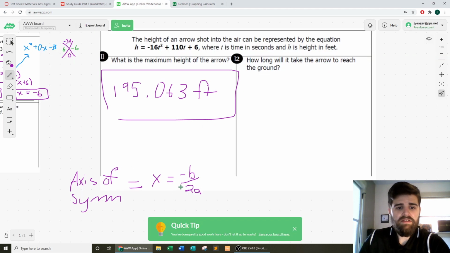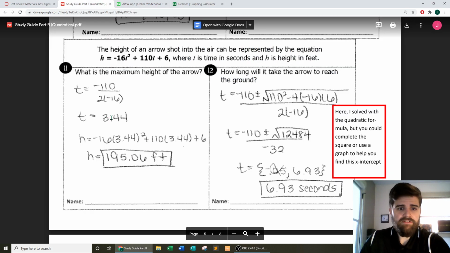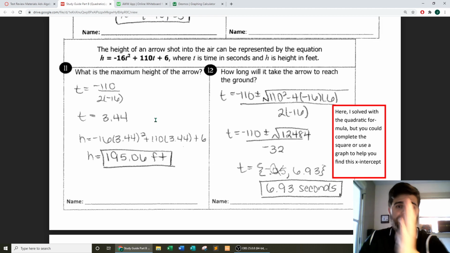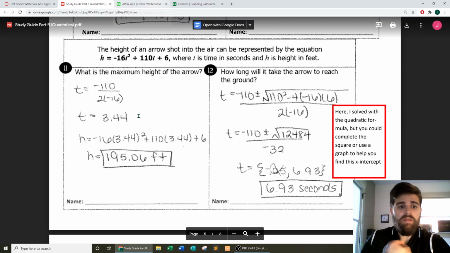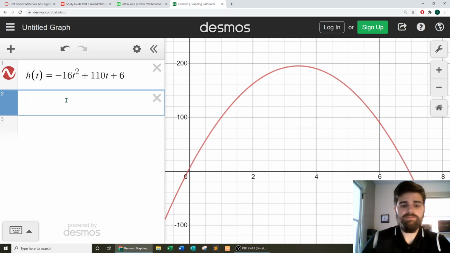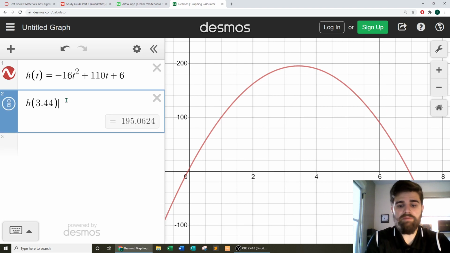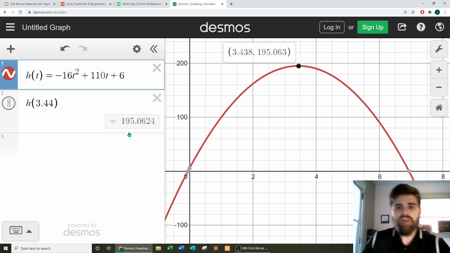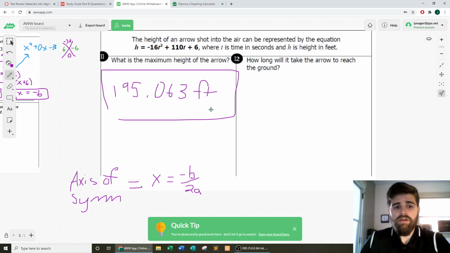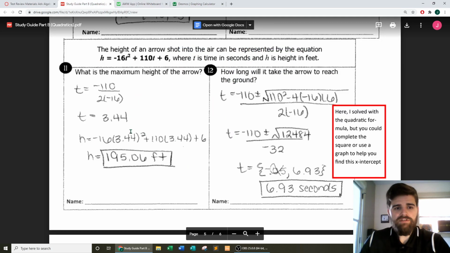So notice when I did negative b over 2a, it spit out 3.44. That's how many seconds it takes for the arrow to get to the vertex. So then I can take that and plug it into the equation. So I can find what is h of 3.44. What does the equation give us when we plug in 3.44? And it shows us the height, 195 and some change. Notice it's a little off because we rounded 3.43 to 3.44, but it's essentially correct. Sweet. So I know this might be a little confusing because we didn't do something like this in class, but we did talk about that axis of symmetry equation, which is where this is coming from.